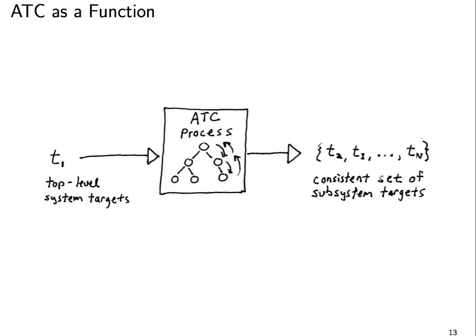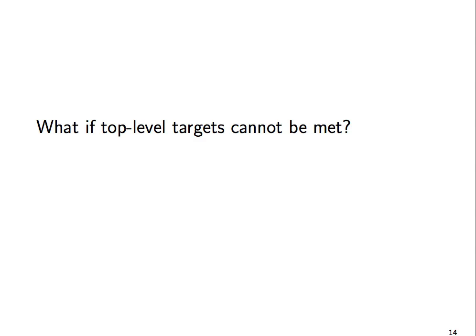If the expense of these iterations, the manual iterations, is reduced by using ATC targets, then there's definitely value in applying ATC to the system development process. What if the ATC process is unsuccessful? That is, what if we cannot arrive at a set of subsystem targets that enable us to meet top-level targets? This might be because the top-level targets are just physically impossible to meet. While the ATC process might not have identified suitable targets for the subsystems, it still provides a rich set of information that can help us identify how to move forward.